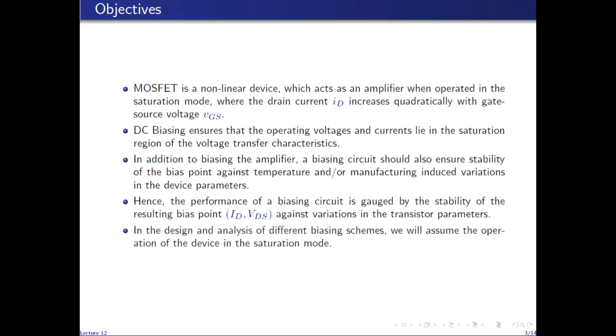We will study different biasing schemes, and in the design and analysis of all of these schemes, we will assume that the underlying device is operating in the saturation mode. So we will use the expression for the saturation current to find the bias point of the underlying circuit.